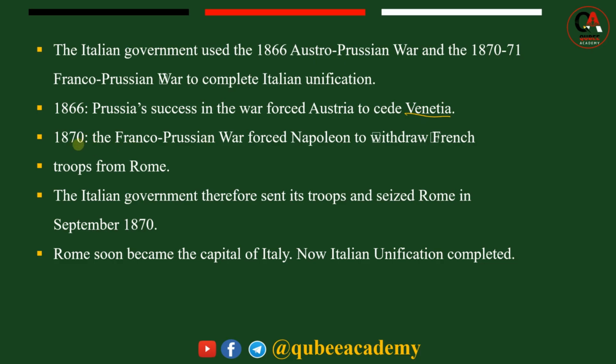The second war was around 1870, the Franco-Prussian War. The Franco-Prussian War forced Napoleon to withdraw French troops from Rome. Rome is the center of Italy. Again, it also challenged the unification of Italy. Now Italy, or Piedmont, got Venetia. What is left now? Rome.